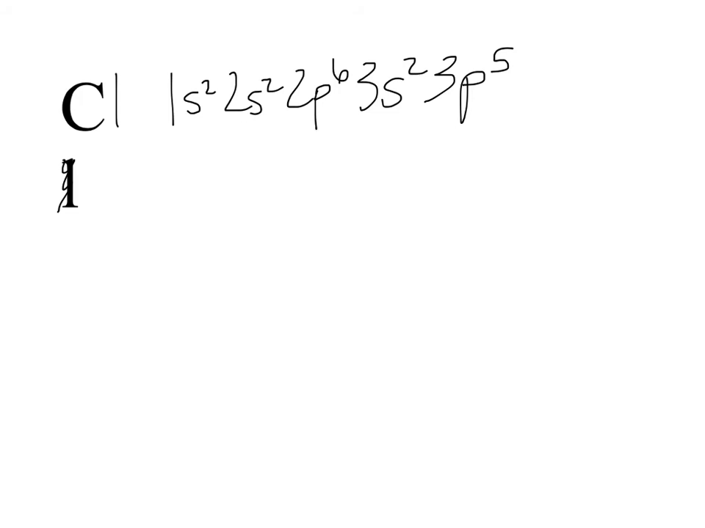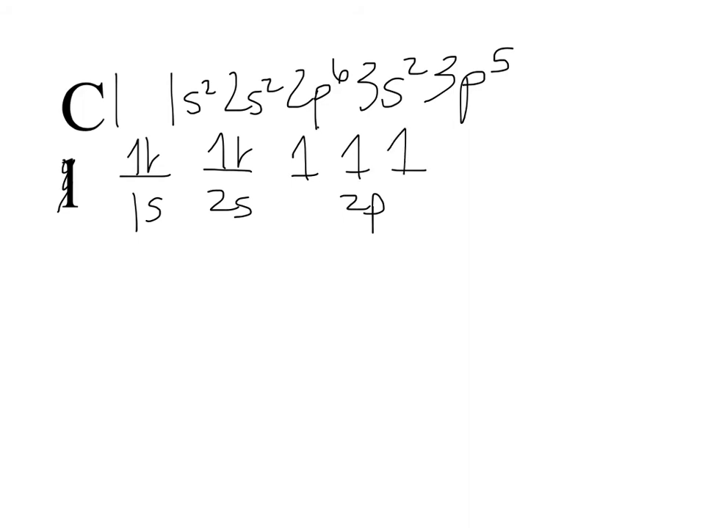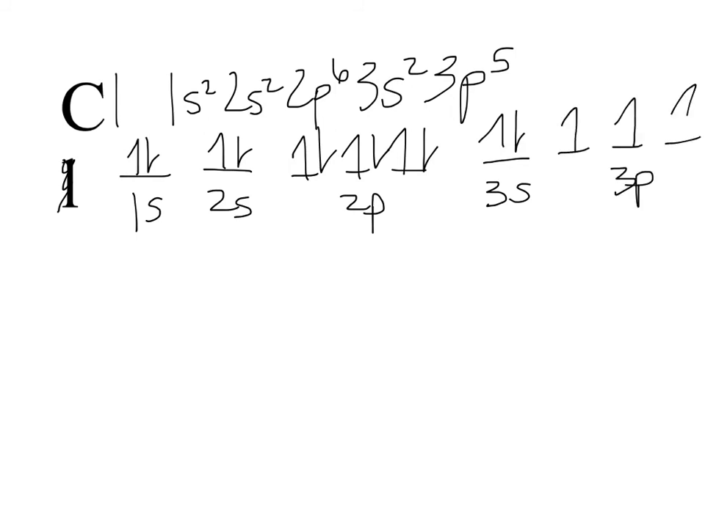So I have 1s2, 2s2, 2p6, 3s2, and then we said 3p5. If I do the orbital filling diagram, it should look like this. 1s2, 2s2, here's 2p, 1, 2, 3, 4, 5, 6, 3s2, and then 3 lines for my 3p, and 1, 2, 3, 4, 5.